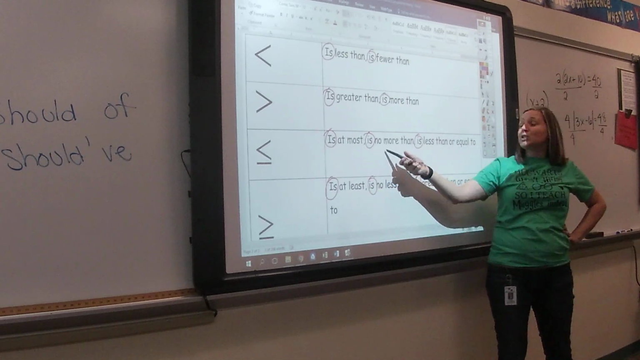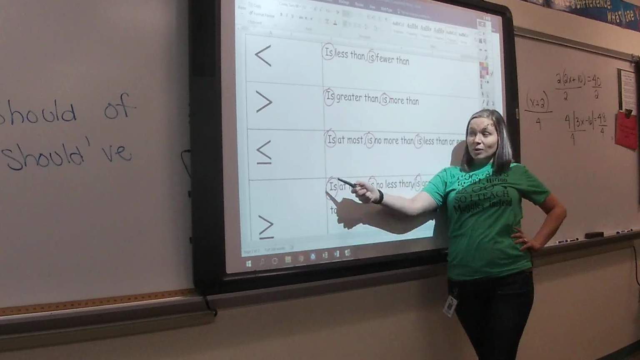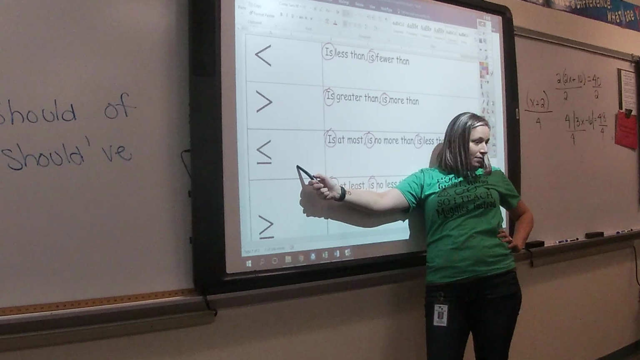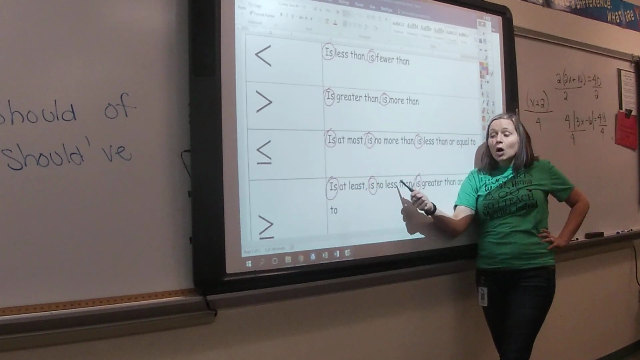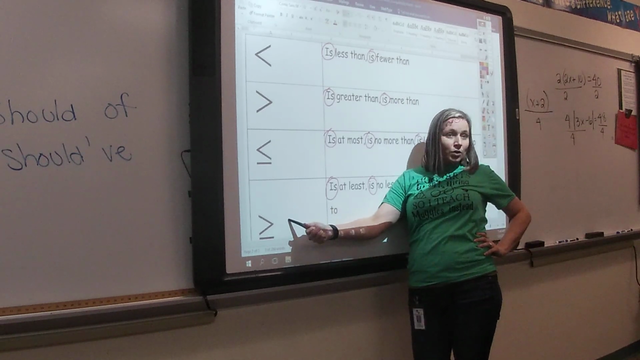Same thing with "is no more than," right? It's not more than, so it's actually less than. Okay, "is no less than," it's not less than, so we actually mean greater than.